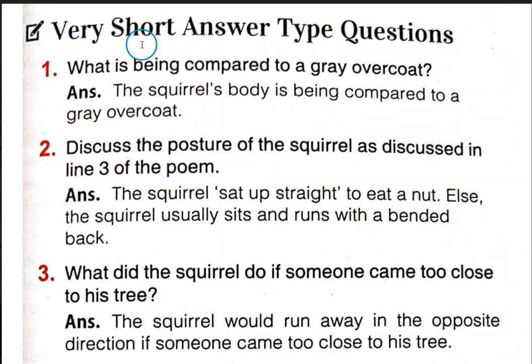Now let's learn some very short answer type questions. What is being compared to a grey overcoat? The squirrel's body is being compared to a grey overcoat. Discuss the posture of the squirrel as discussed in line 3 of the poem. The squirrel sat up straight to eat a nut, else the squirrel usually sits and runs with a bended back. What did the squirrel do if someone came too close to his tree? The squirrel would run away in the opposite direction if someone came too close to his tree.